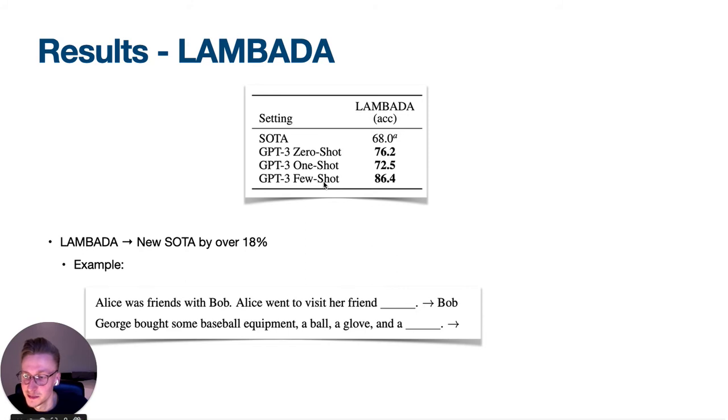So why is that? I looked at an example from this Lambda dataset, as you can see here, and it's basically a perfect dataset for GPT-3, since if you look at the example, it's basically a next word prediction. You have to predict the last word in the sentence here. And that's exactly what GPT-3 got pre-trained on. So the high score isn't that surprising for me.